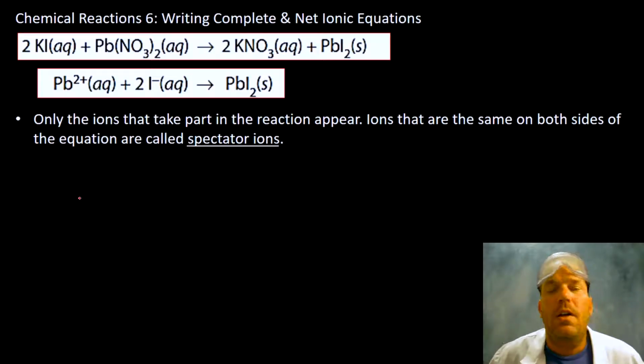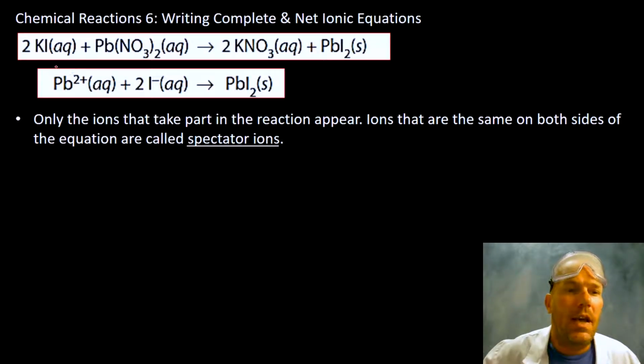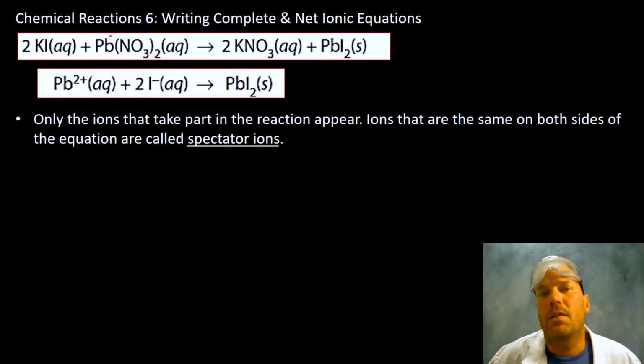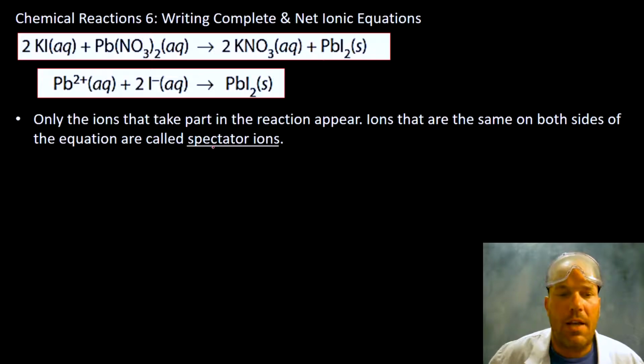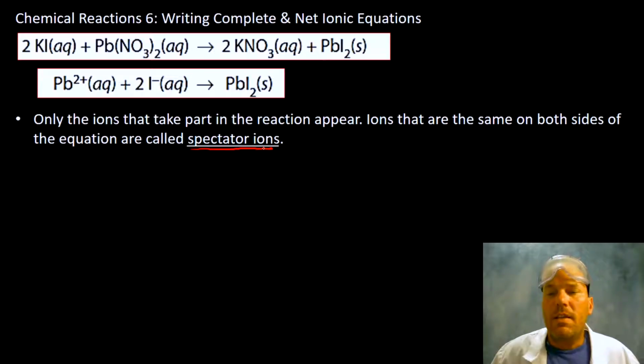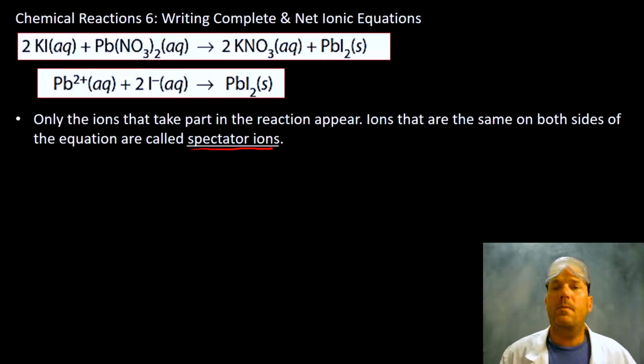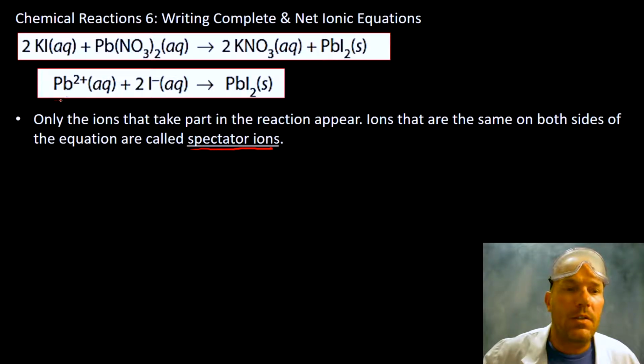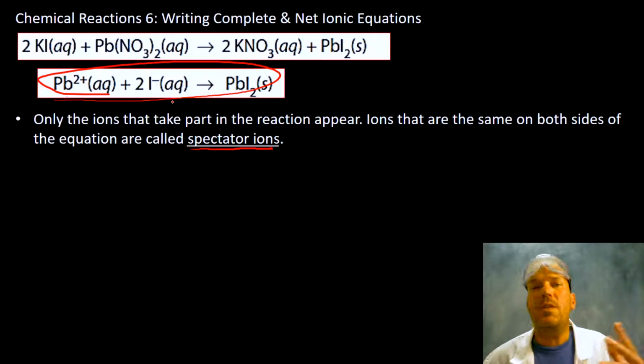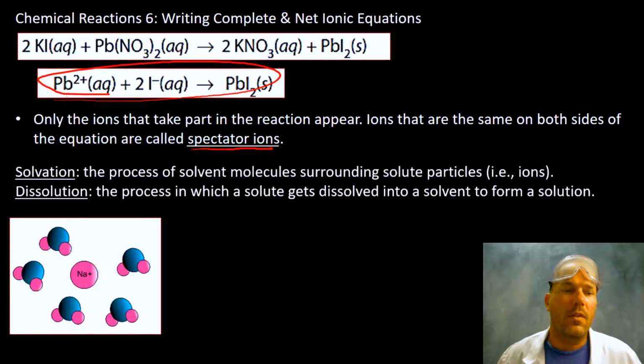Okay, so a definition for these guys that appear on both sides: those are known as spectator ions. Spectator ions are ions that are the same on both sides. They do not participate whatsoever in the chemistry. They are simply there, so we refer to them as spectators and we cross them out. And in our final product, which is our net ionic equation, we do not include spectators.